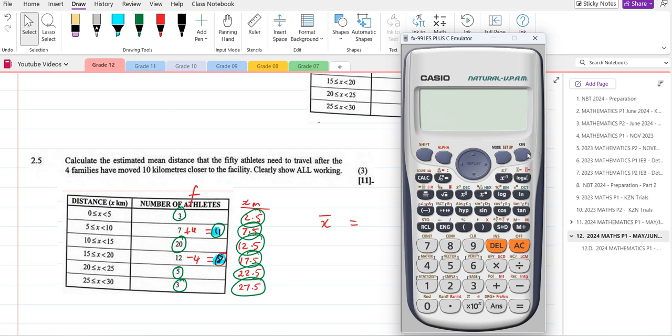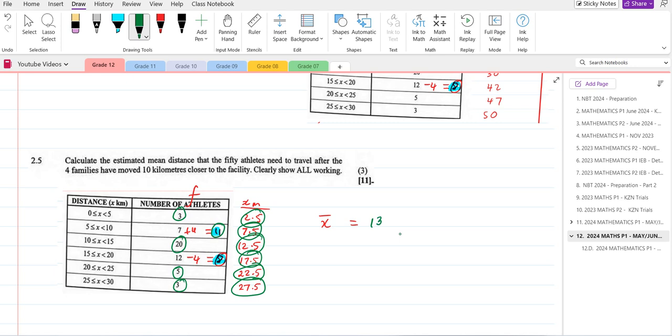Now put your calculator on, press shift 1, go to var option number 4 and select option number 2, right, and that will give you the estimated mean, which is 13.5. Right, so I hope you guys understood that. Now, is there another way to do it? Yes, there is another way to do it.